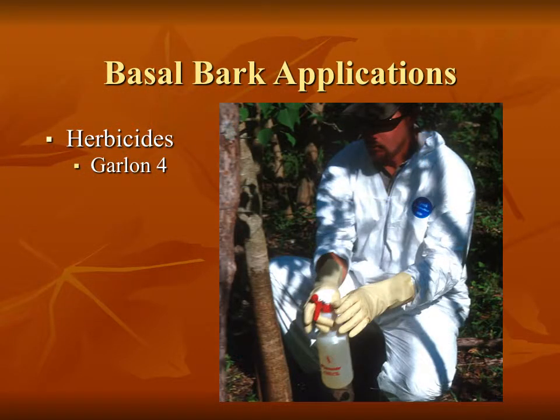The basal bark or the hack and squirt are very similar. Sometimes with certain plants, the bark is thin enough that herbicides containing triclopyr, Garlon, Brush Be Gone, etc., can actually penetrate through the thin bark. Other times a hatchet will be employed to make a wound and then squirt the concentrated herbicide into the plant stem.